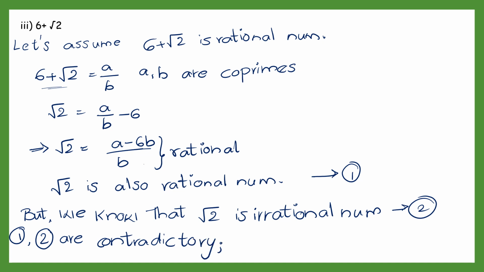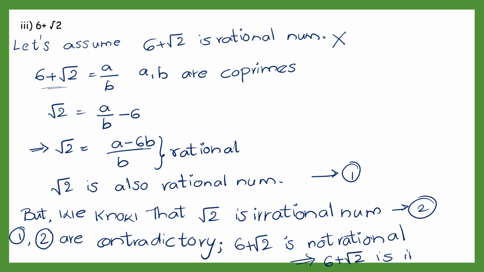Why are these contradictory? We have assumed wrong. So, 6 plus root 2 is not rational. Our assumption was wrong. So, you can tell that 6 plus root 2 is an irrational number. In this way, by taking the assumption 6 plus root 2 as a rational number, we finally proved that it is not a rational number. So, we have proved 6 plus root 2 is an irrational number.